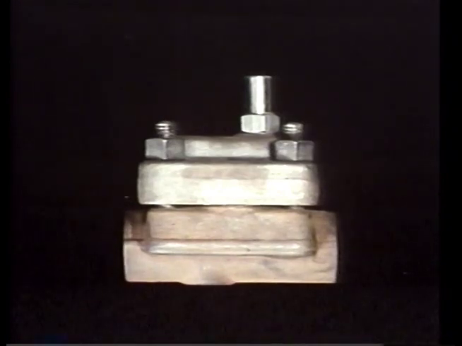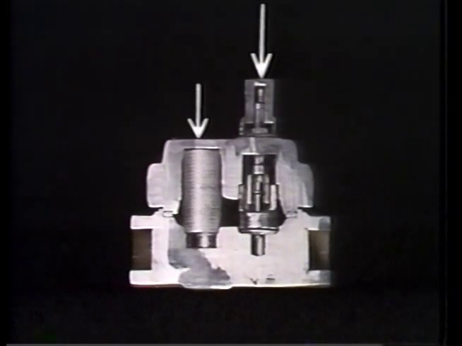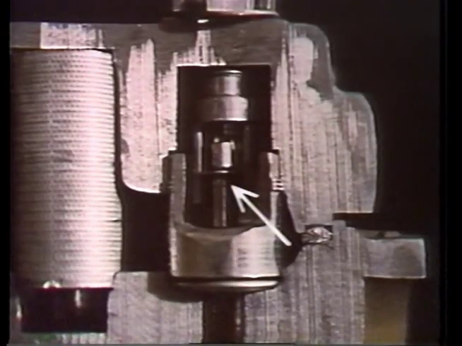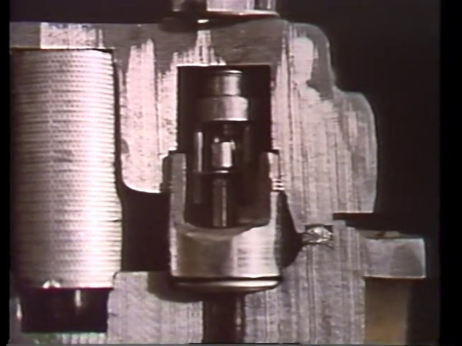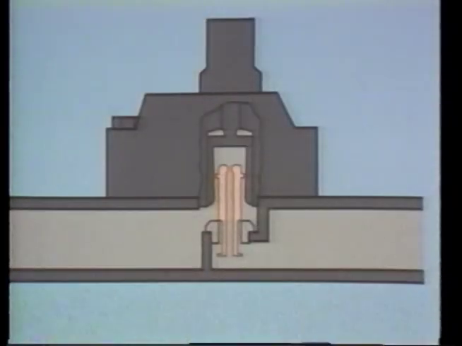The last trap we'll discuss is the piston-type impulse thermodynamic trap. The one you see here is a combination trap and strainer. The trap is basically made up of a piston valve that moves up and down inside a control cylinder. Since the internals of this trap are a little more complicated than the other traps we've looked at, let's use this drawing to identify the trap parts.